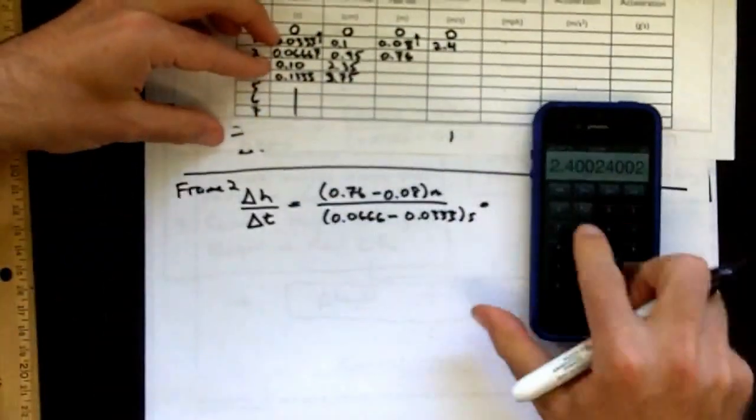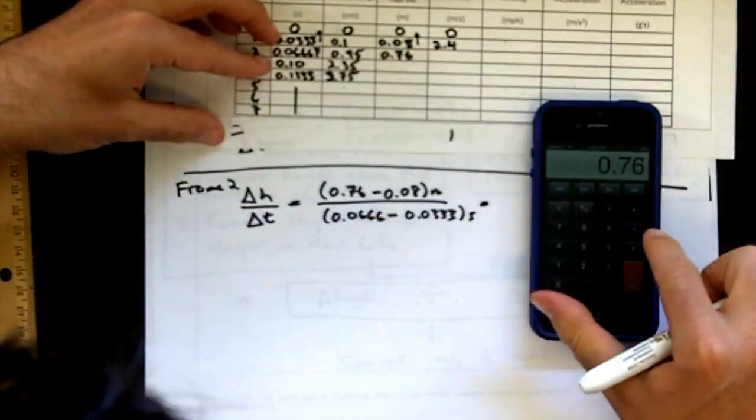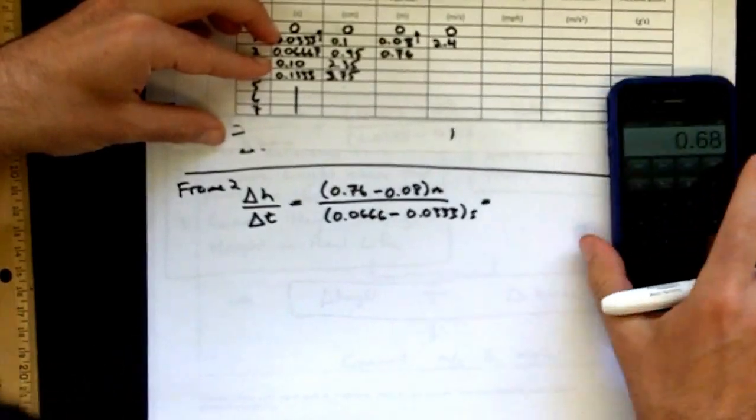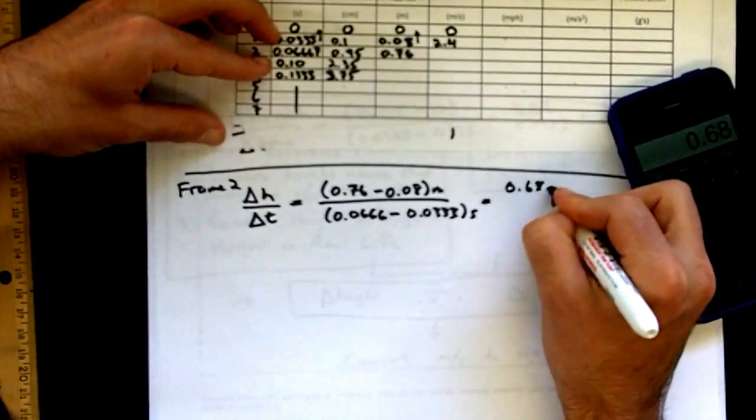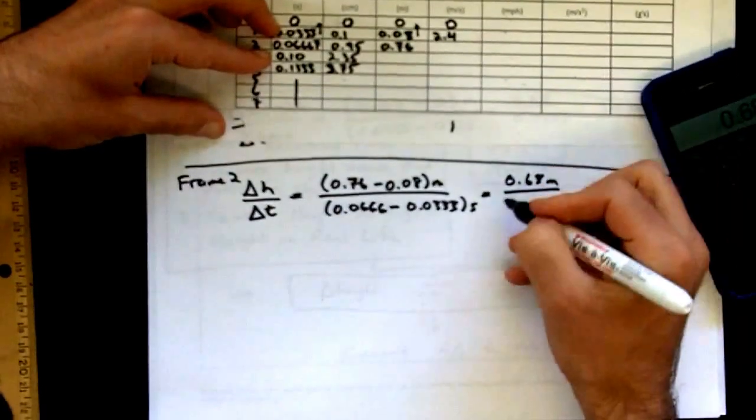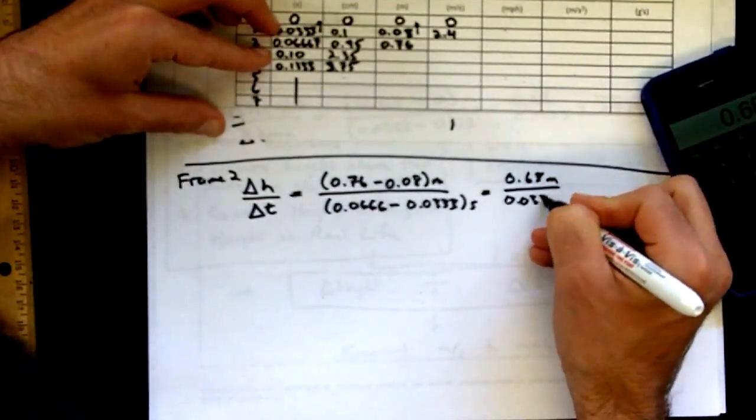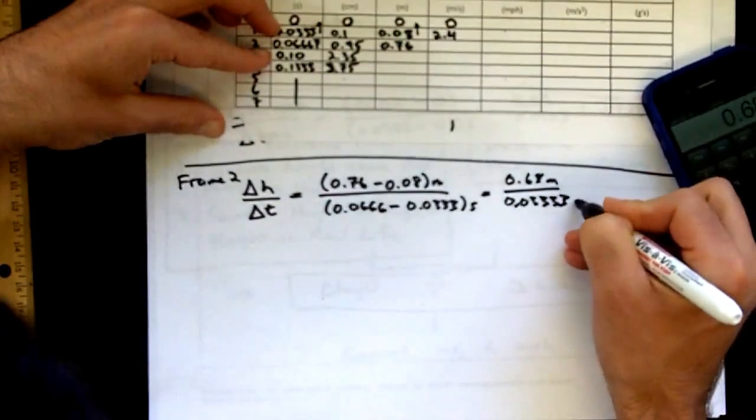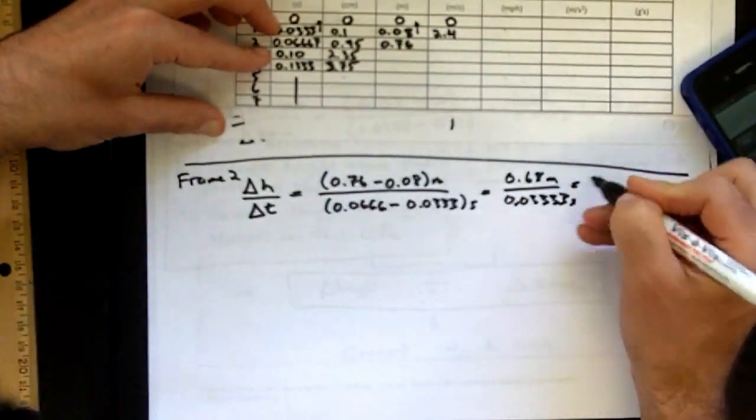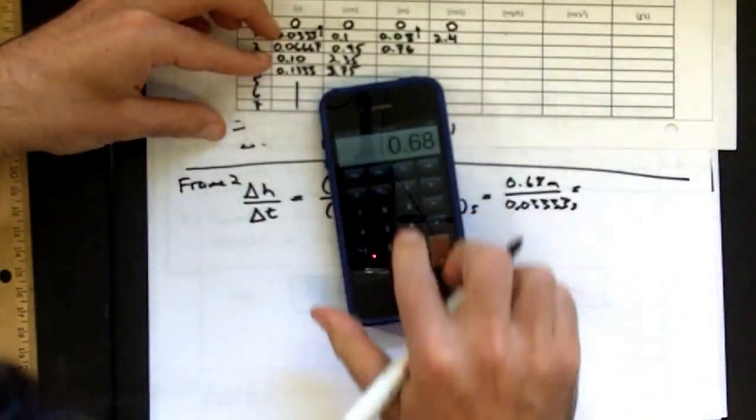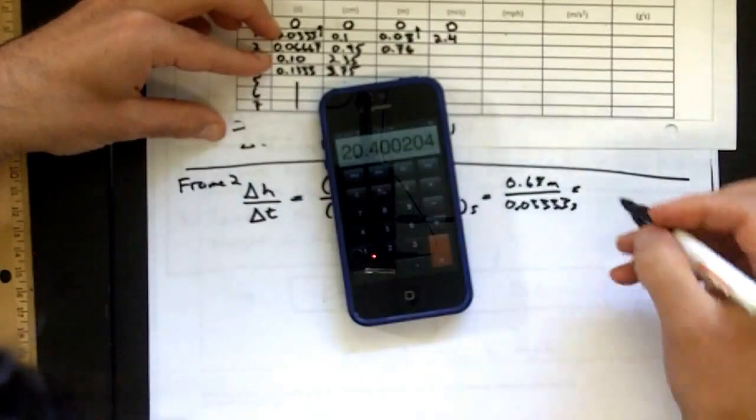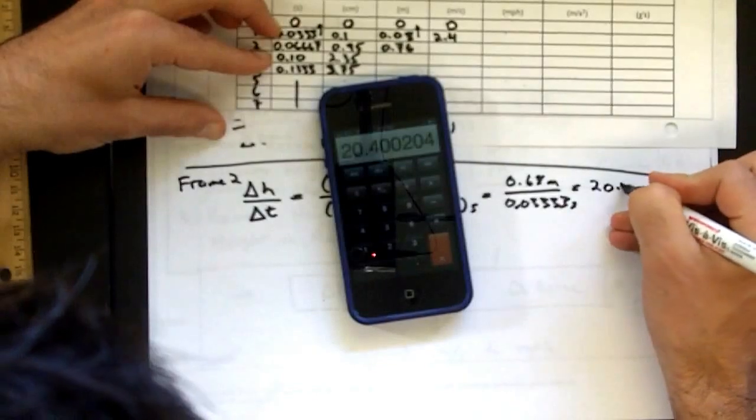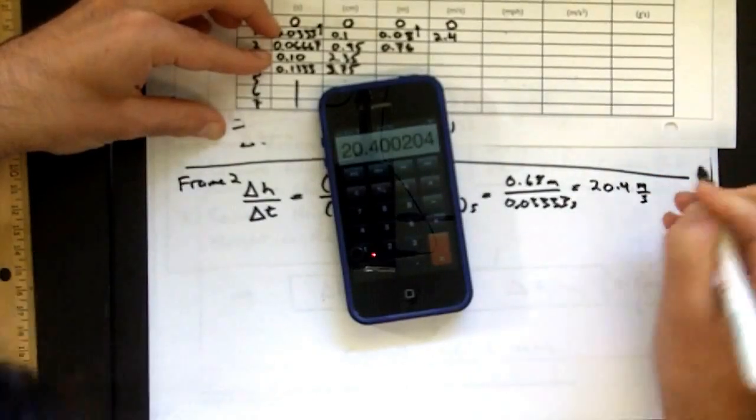You can quickly subtract off 0.76 minus 0.08. On the top is going to be 0.68 meters, and that takes 0.03333 seconds. 0.68 divided by 0.03333, and we get 20.4 meters per second.